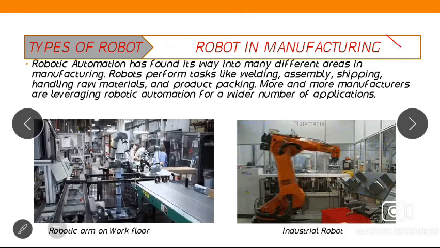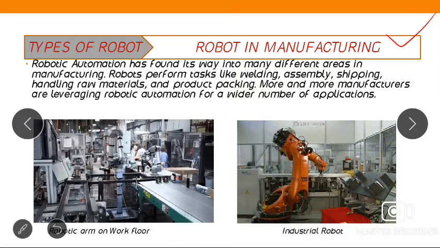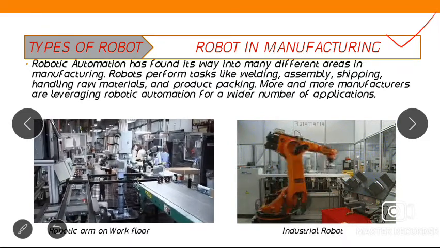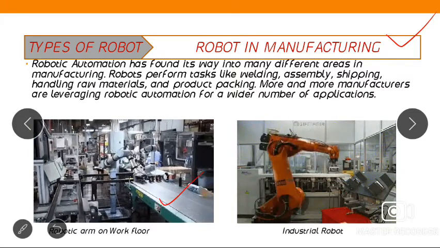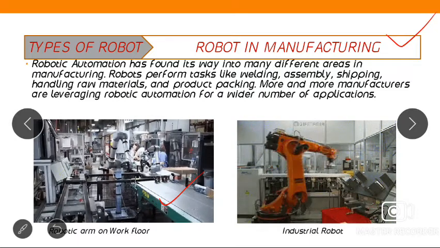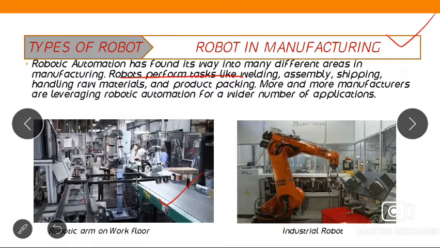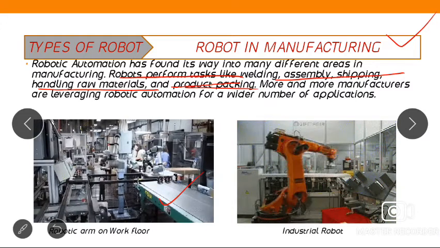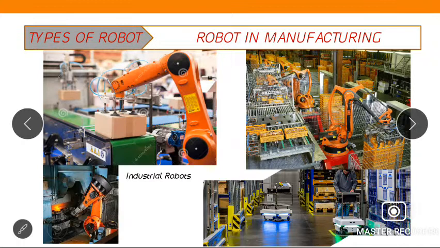Next application is for manufacturing, same as automobile. We are using robots in manufacturing for repetitive tasks, like pick and place type of work. After that we perform tasks like welding, assembly, shipping, handling raw materials, and product packaging. We are using robots for this kind of application in manufacturing industries. These are used for shipping purposes.